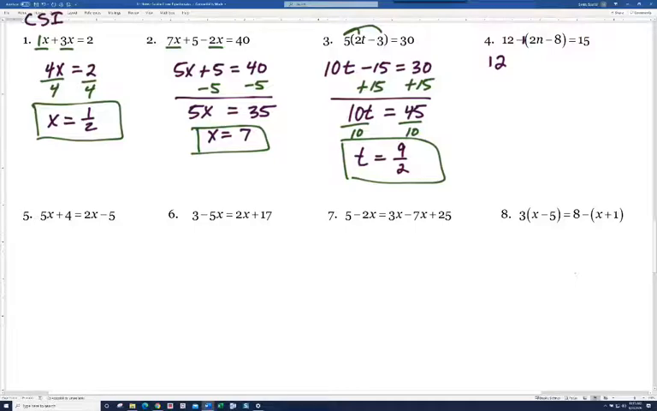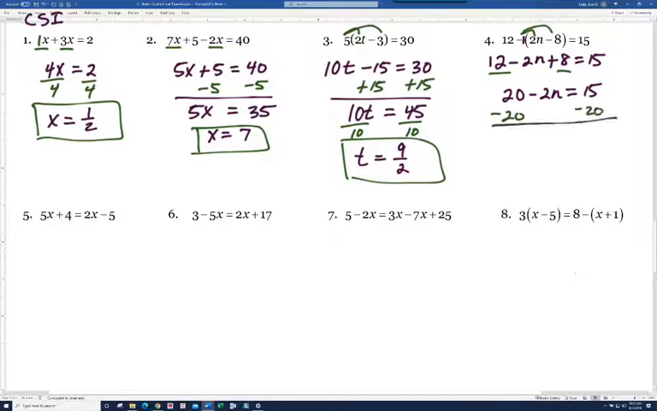And so -1 times 2n, we'll get a -2n. And -1 times -8, that's going to be a +8. And on the other side, we'll keep our 15. Notice you've got a 12 and an 8 that you can combine on the left. And so now we have 20 minus 2n equals 15, which is a two-step equation. And so we're home free.